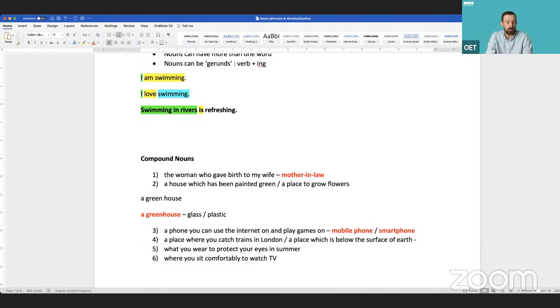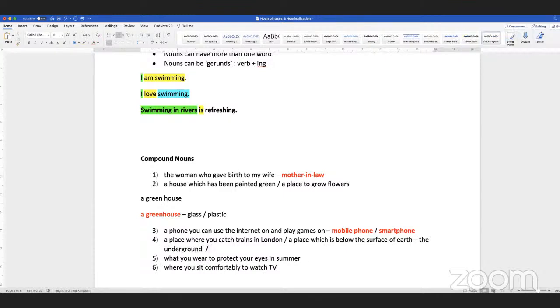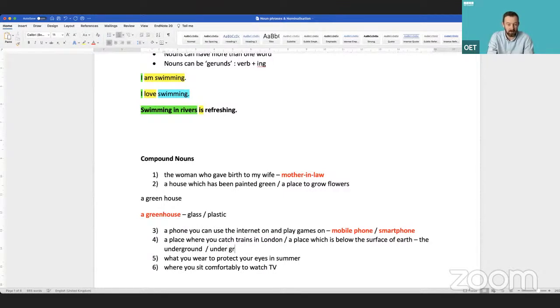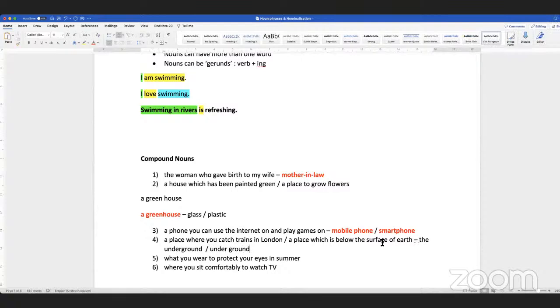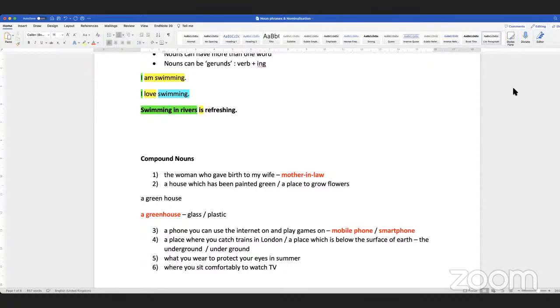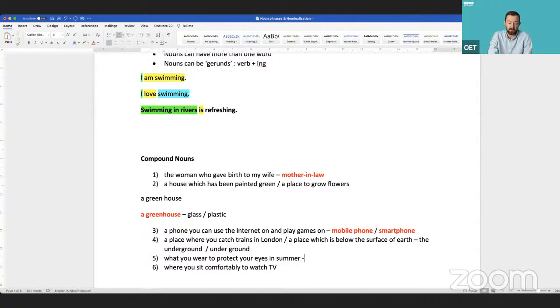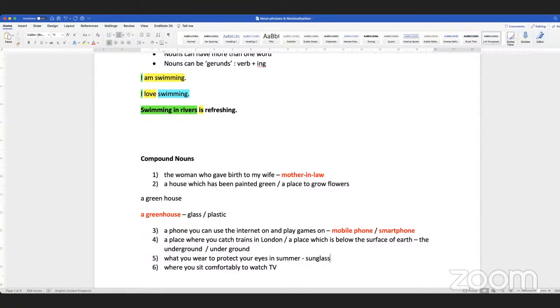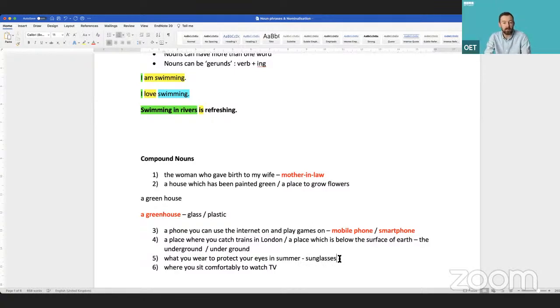Okay, next one. Underground. Yeah, okay, so it's the underground, isn't it? But if you're describing where something is, you'd say it is underground. Now that's different. That's saying where it is. It's underground. Next one. Farouk, what do you think, number 5? Sunglasses. Is that what you said, Safi? Sorry if you said that. Sunglasses. One word.